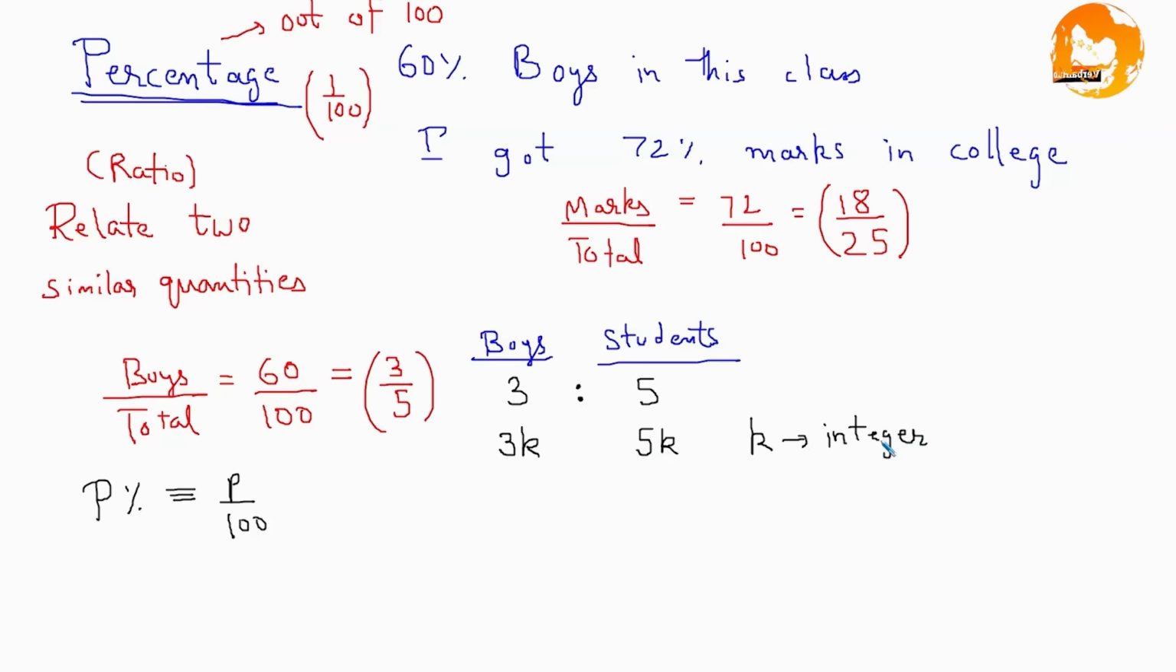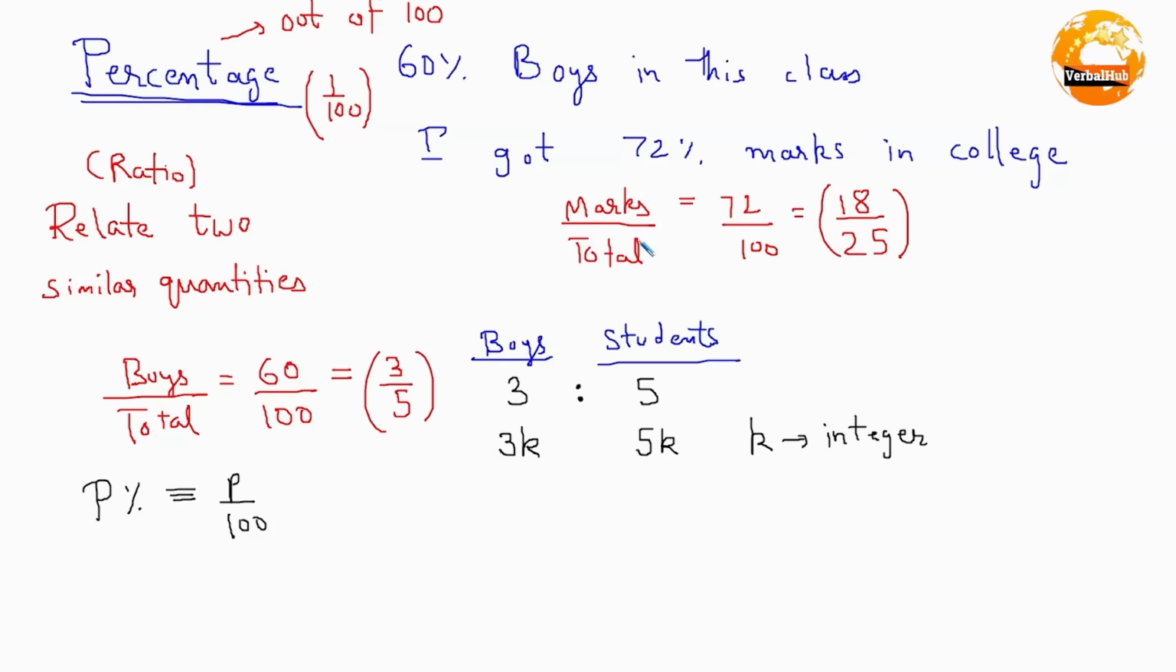That is what essentially ratio is. I don't know the actual values, but if I know one, then I know the other. Otherwise, I don't know any of them. So that is what this statement helps us to infer about this data of boys and students. Similarly, for my marks, if the total marks are 25k, then the number of marks obtained by me is 18k.